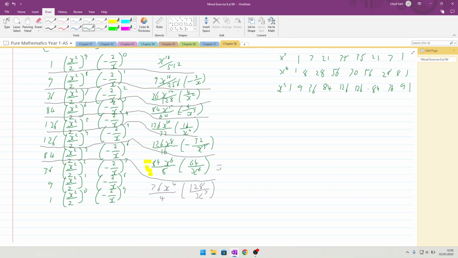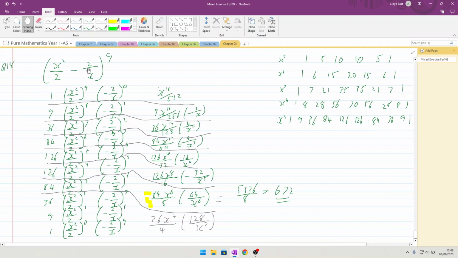Okay, so as we multiply that out, we get 84 times 64, which is 5,376. 5,376 over 8, divided by 8, 672. Okay. So 672 is the constant term on that binomial expansion, which started off as x squared over 2 minus 2 over x to the power of 9. Okay.